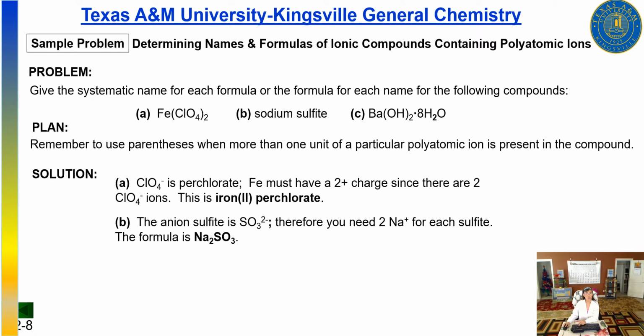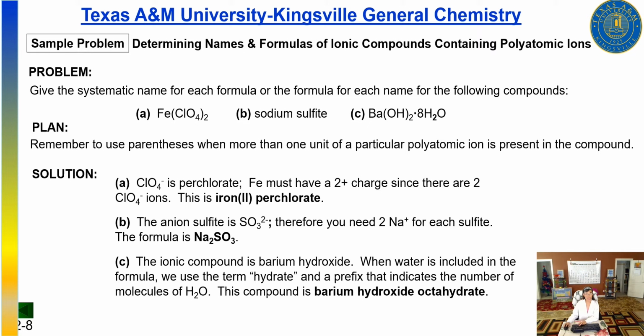B, sodium sulfite. Sulfite, SO3 2 negative. If you don't know, go back to your table. I listed the table composed of the commonly used polyatomic ions. Sulfite has a formula SO3 2 negative. So therefore, your sodium, which is a positive 1 in charge, you must have 2 of them. So this number 2, you use a subscript. So Na2SO3. That's the formula for your sodium sulfite.